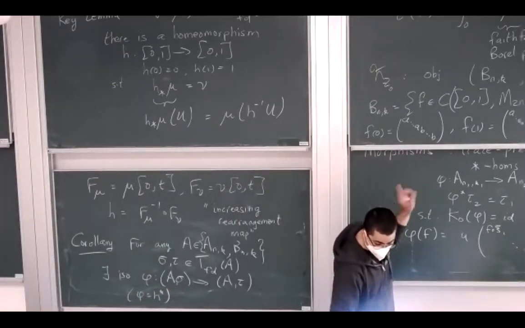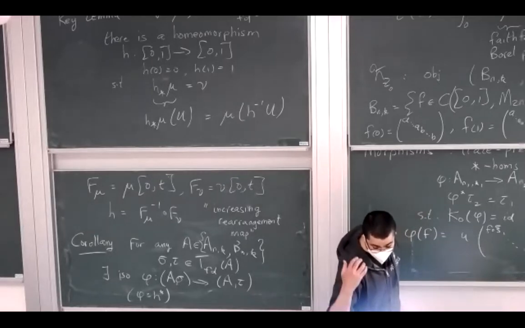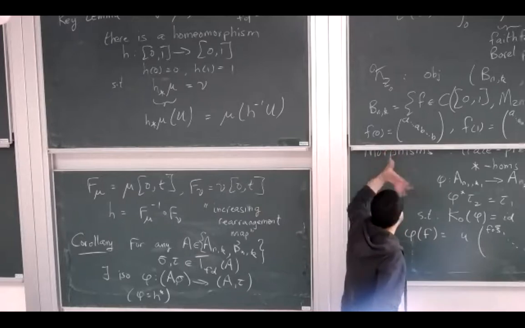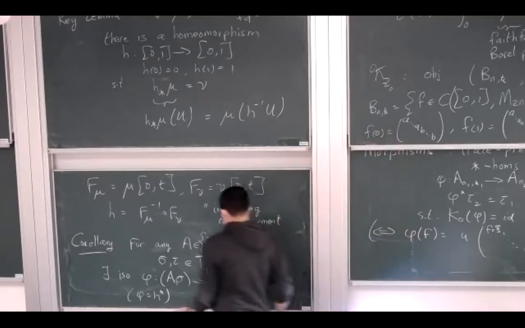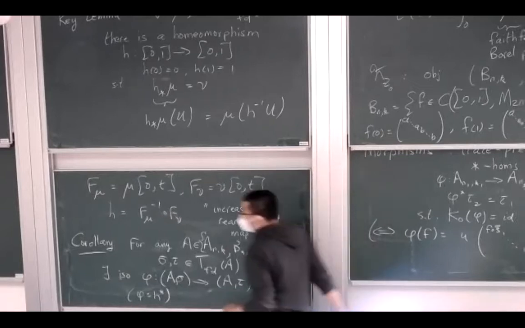Okay, so this fact now implies the weak Polish property. The weak Polish property is some kind of separability condition. And what this tells you, let me write this up.